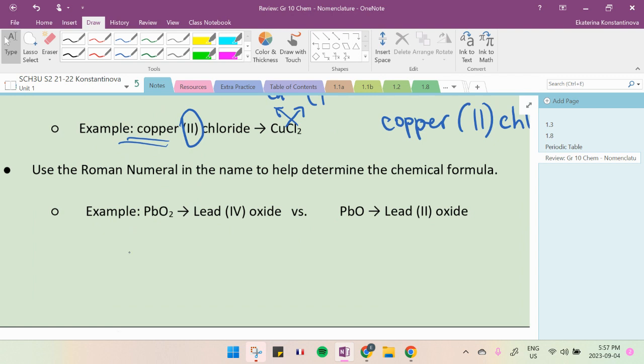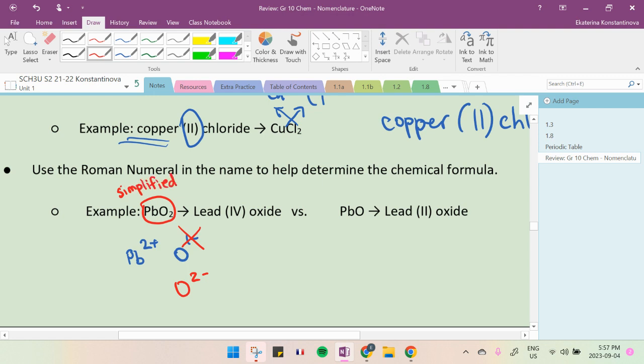So PbO2, if we uncross the charges, this tells us that lead has a charge of 2 plus. Okay, maybe. Oxygen, though, in this case, according to this chemical formula, is telling us that it has a charge of 1 minus. That is wrong. If you look at your periodic table, oxygen always has a charge of 2 minus. Okay, so that means this chemical formula was simplified.